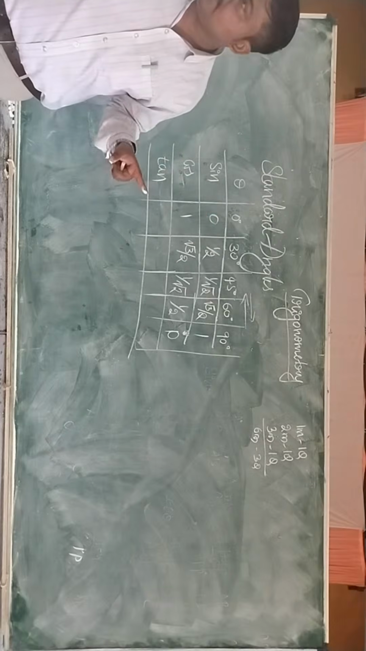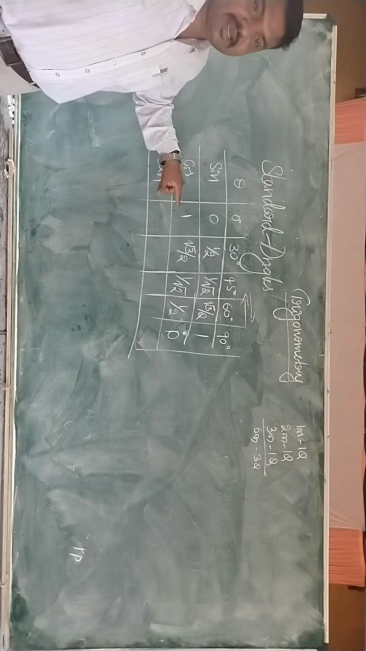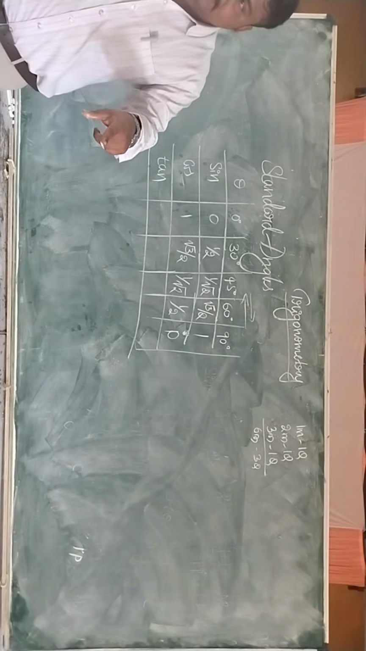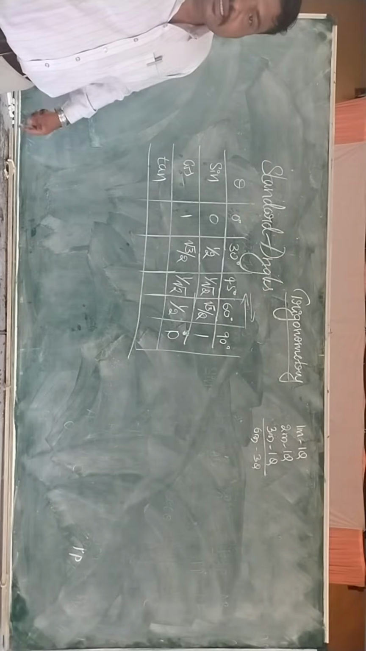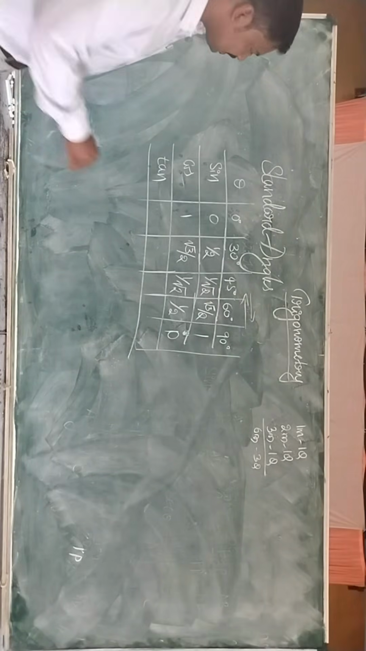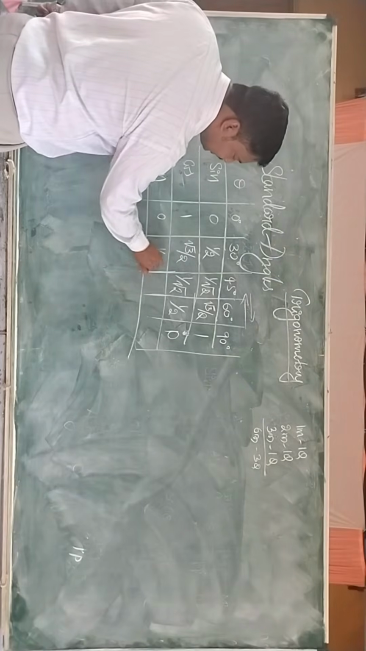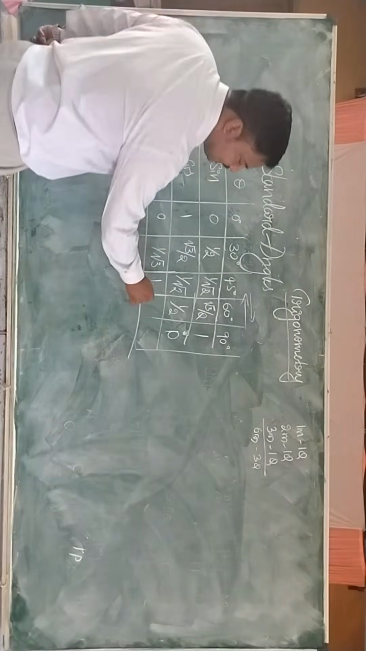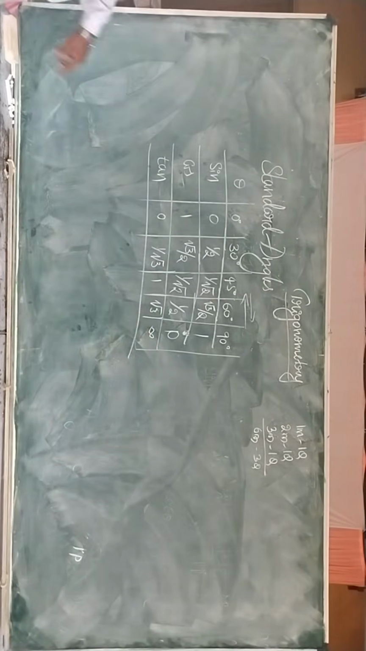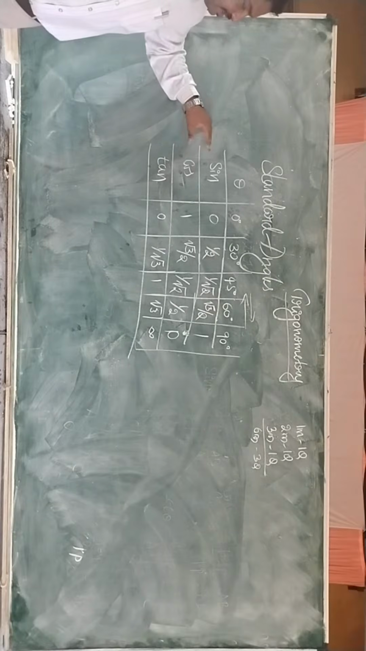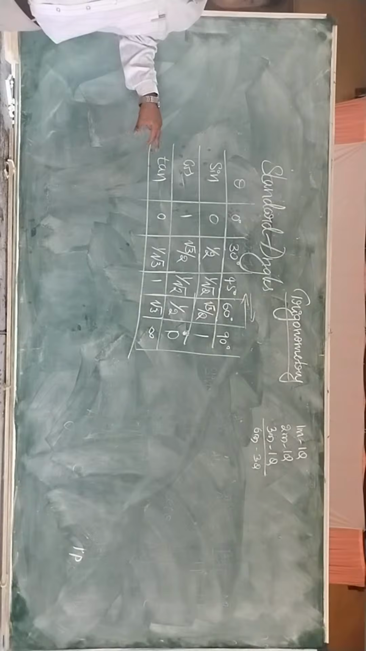The next, tan, 0 upon 1, because tan theta is equal to sin theta upon cos theta. 0 upon anything is 0. 1 upon 0 is infinity, or not defined. Okay, 0 upon 1, 0. So tan 30, 1 upon root 3. Tan 45, 1. And tan 60, root 3. And tan 90 is not defined. And cosec is reciprocal of sine, sec is reciprocal of cos, and cot is reciprocal of tan.